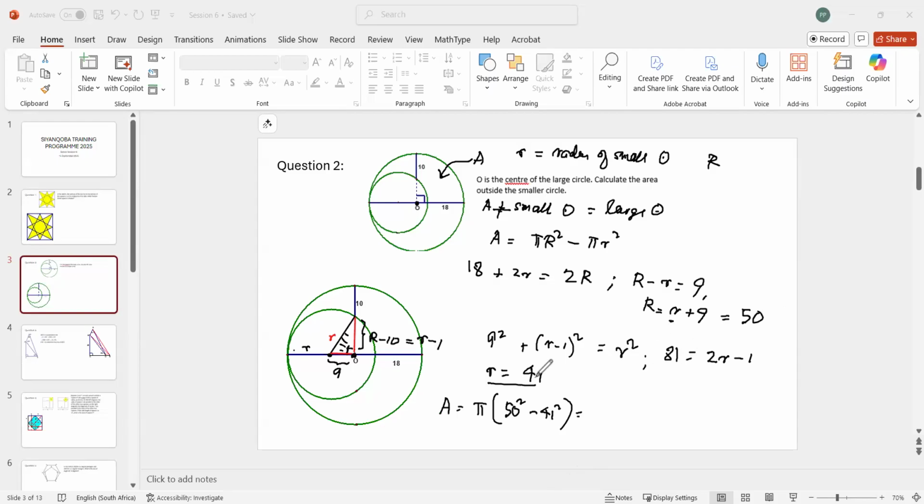All right, because small r is 41. So now this is the difference of two squares. You don't have to work out this entire thing. This is pi times 50 minus 41 times 50 plus 41. Right, difference of two squares. 50 minus 41 is 9, times 50 plus 41 is 91.